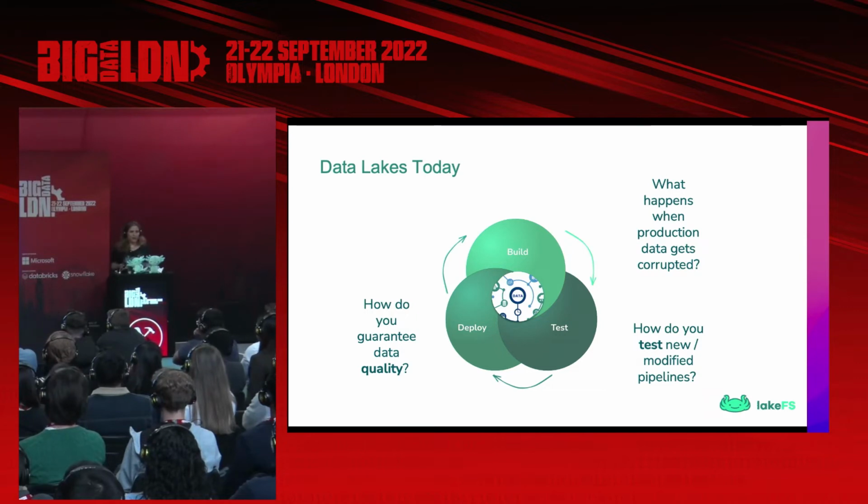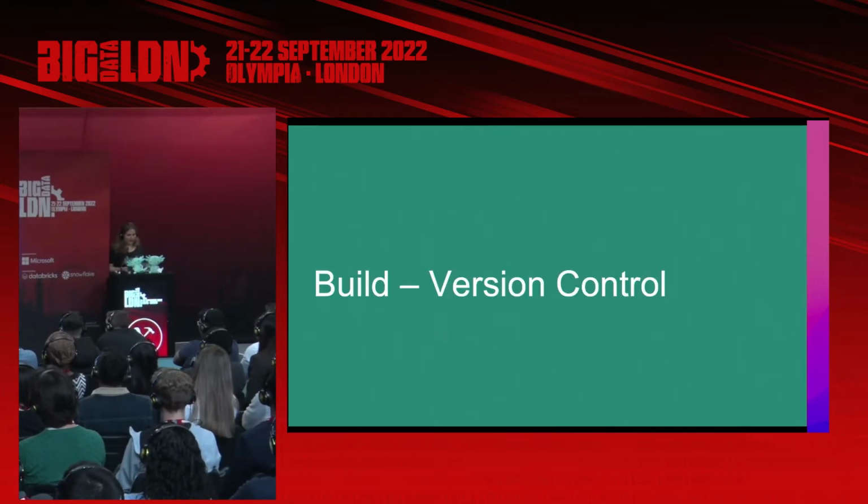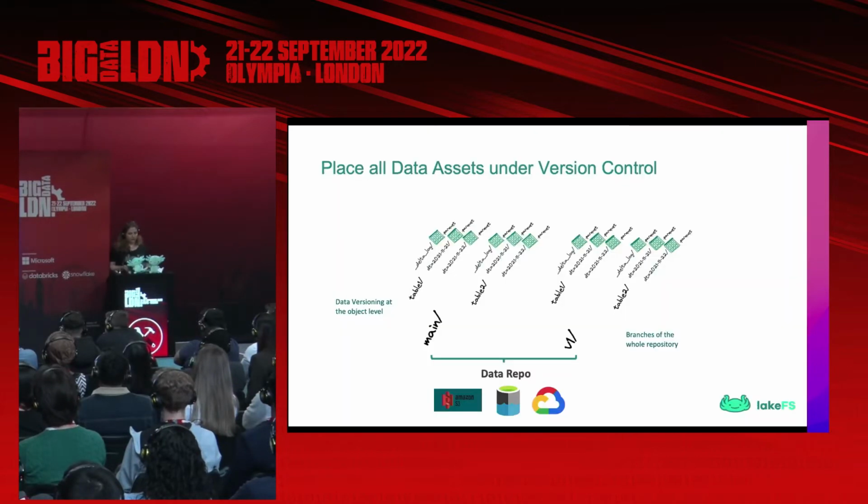It's really hard to find the exact snapshot, the exact version of what's gone wrong. So we want to be able to test it, but we also want to be able to troubleshoot it. And it makes it very, very hard with today's data lakes. And so, like I mentioned before, we want to build version control.